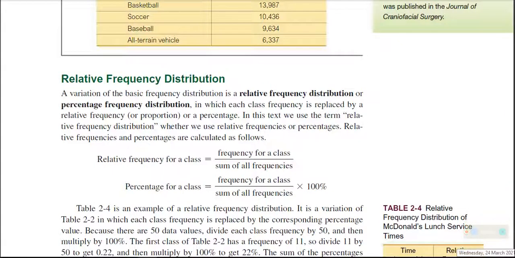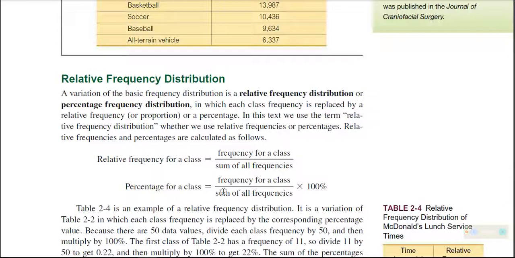Now, let's talk about relative frequency distribution. A variation of the basic frequency distribution is a relative frequency distribution or percentage frequency distribution, in which each class frequency is replaced by a relative frequency or proportion or a percentage. In this text, we use the term relative frequency distribution, whether we use relative frequencies or percentages. Relative frequencies and percentages are calculated as follows. Relative frequency for a class is the frequency for a class divided by the sum of all frequencies.